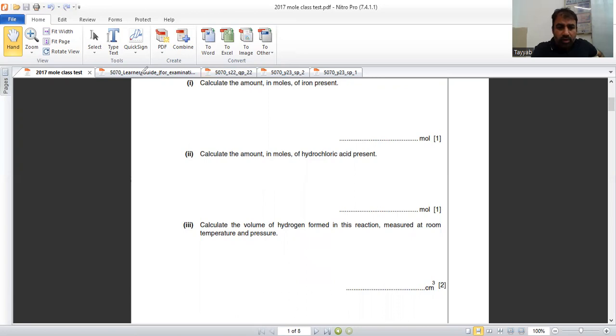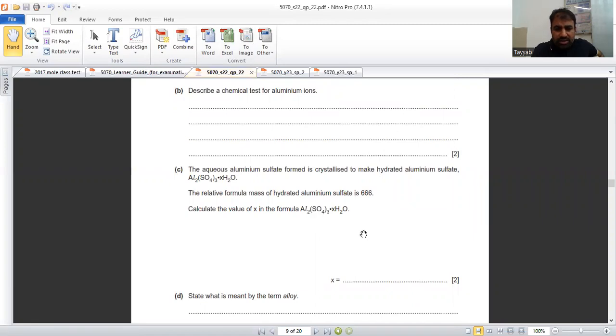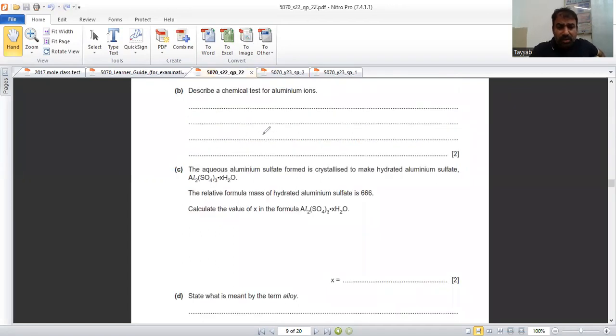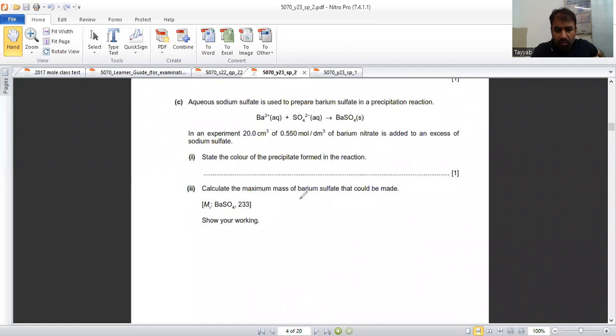Now I would like to look at another question. This is a question paper from the 2022 exam. Before this, I would like to show you the specimen paper. In the specimen paper, aqueous sodium sulfate is used to prepare barium sulfate in a precipitation reaction.